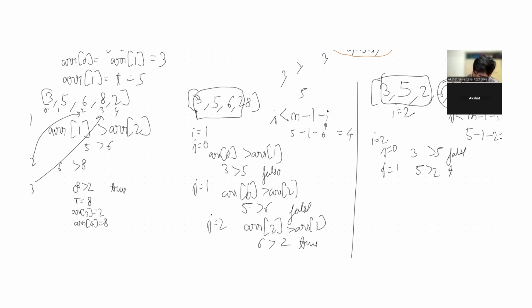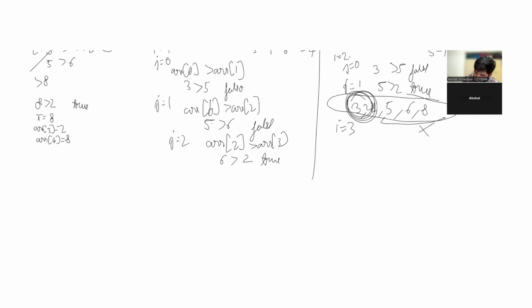Now moving further for i value 3, the comparison will be performed based on only these two elements, and these three won't be compared. For j equals 0, is 3 greater than 2? Yes, it's true. The condition is satisfied, so we perform the swap, and our final array will look like 2, 3, 5, 6, and 8. That's how bubble sort performs the operation of sorting our array.